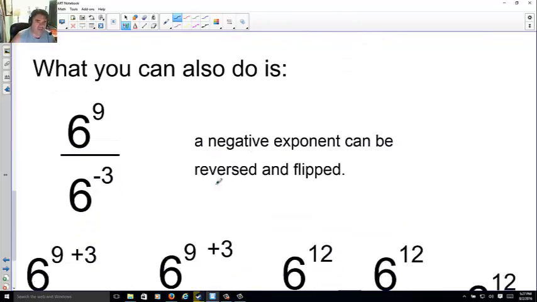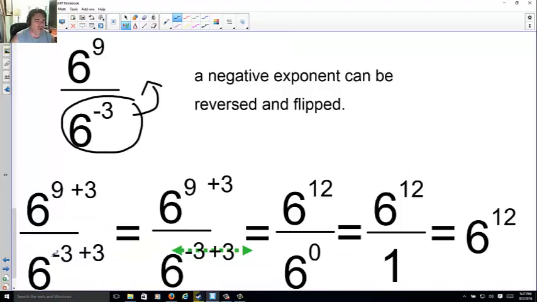And the other way is simply a negative exponent can be reversed and flipped. Now this is going to be, again, weird new territory. But if you have a negative exponent, you can simply switch from bottom to top or top to bottom. So what I'm doing is adding 3 to both sides to make this go away, because negative 3 and positive 3 cancel.